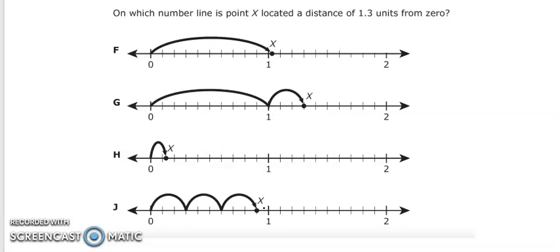Hello everybody, this is Dr. Adam Morales, and in this video I want to go over this type of question in which students have to graph a decimal number on a number line. This question is actually a question for a third grader.